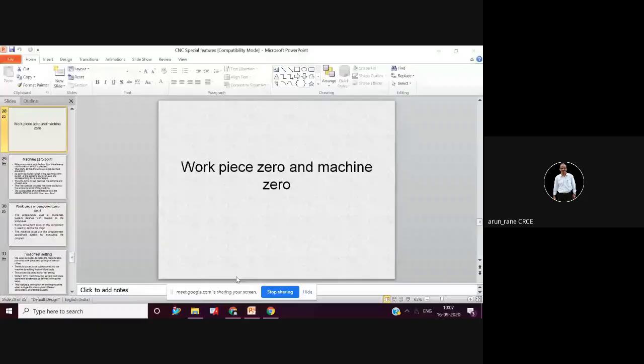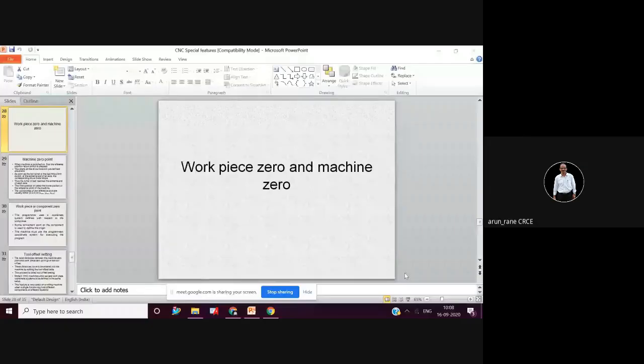And what is workpiece zero? Now suppose this screen is a table. We are talking about a CNC milling machine, and to make it simpler, a 3 axis vertical CNC milling machine. Let us assume this is a table, and on the table you can keep your workpiece anywhere. Let us say this is a rectangular block. You can keep it here, here, here, at the center also, or here also.